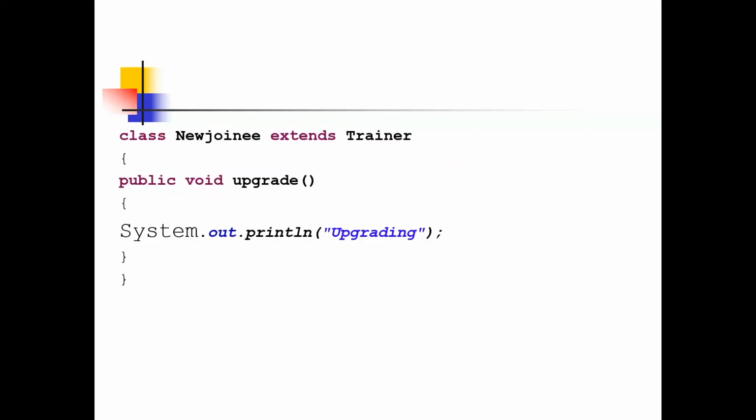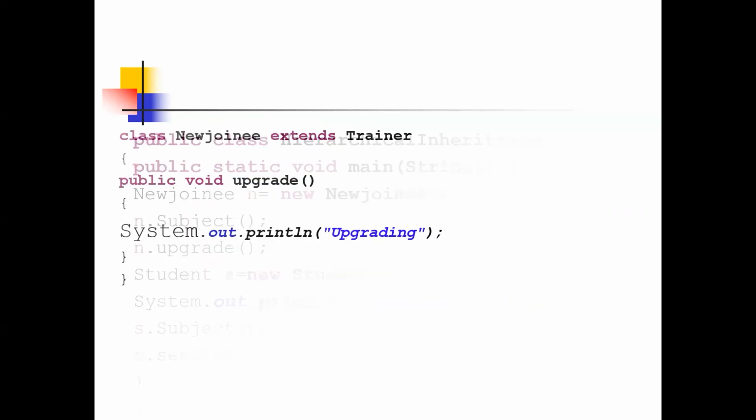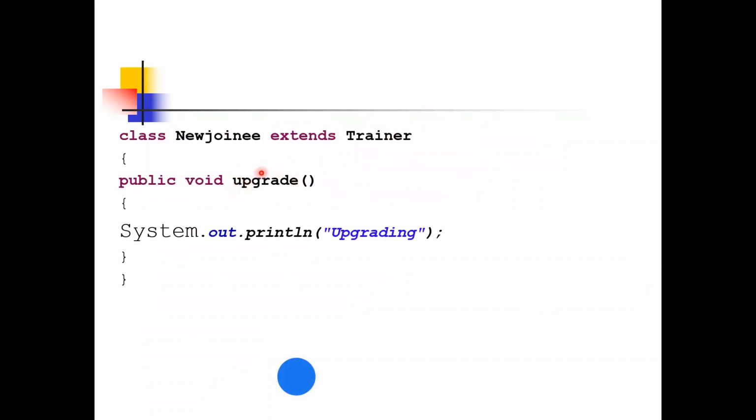Next, n dot upgrade. Java understands n is the object of class new joinee, so it will jump to new joinee and try to search for the upgrade method. In new joinee it finds the method upgrade, so it will print upgrading.